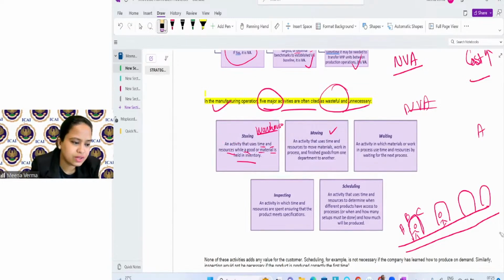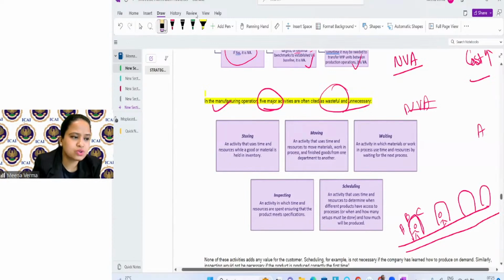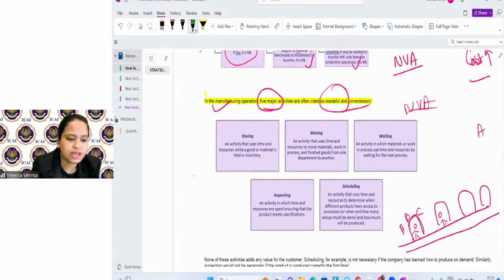Okay, so what is given here? Movement. So movement is what? An activity that uses time and resources to move the materials, work in process and finished goods from one department to another department. Waiting is unnecessary. The person is waiting to receive the resources and to produce the goods. Again, it's a non-valuated activity.